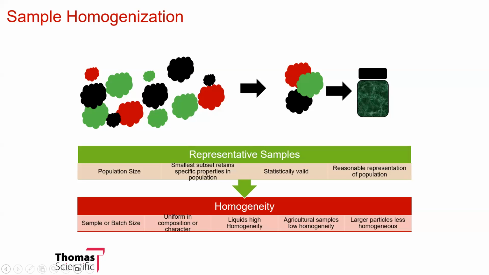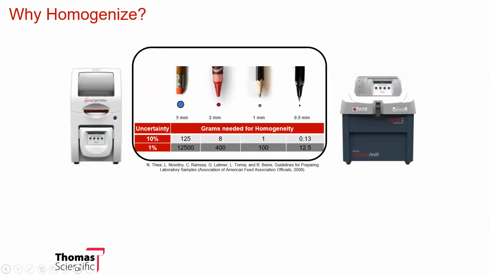And the larger the particle, the less homogeneous the sample is. So, how small do you have to go? This is one of my favorite studies I've ever read, and it was about particle size and the amount of sample that you need for particle size.